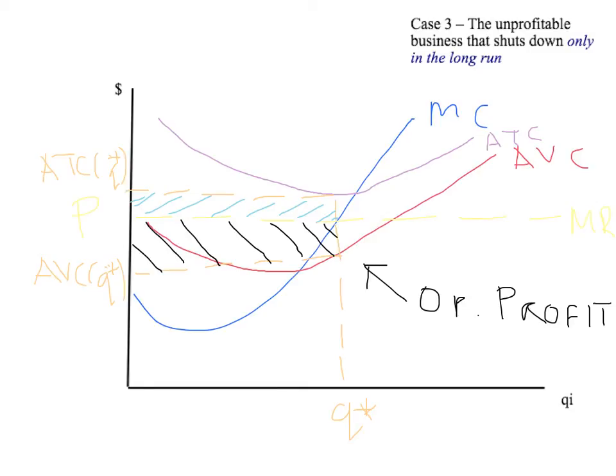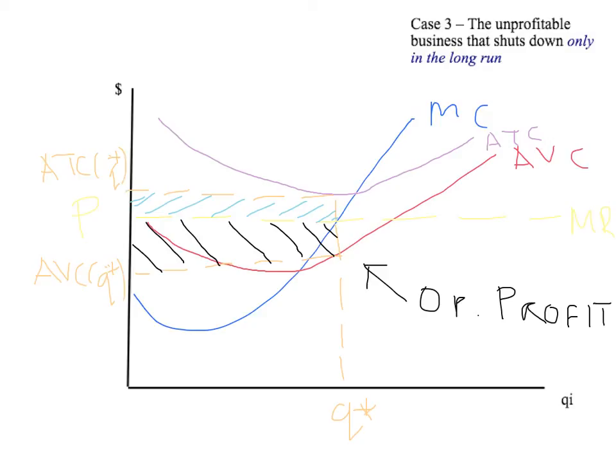But it doesn't want to shut down immediately. If it shuts down immediately, it loses the operating profit. And if it loses the operating profit, it loses the blue and the black areas. If it keeps producing in the short run, then it just loses the blue area. So this is a firm that will operate in the short run.